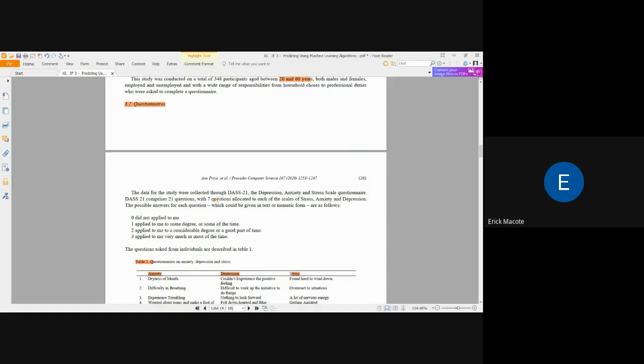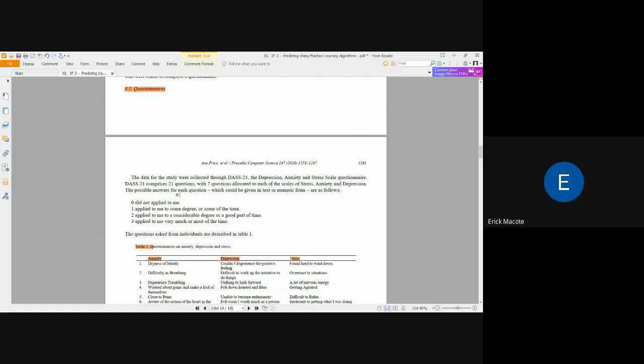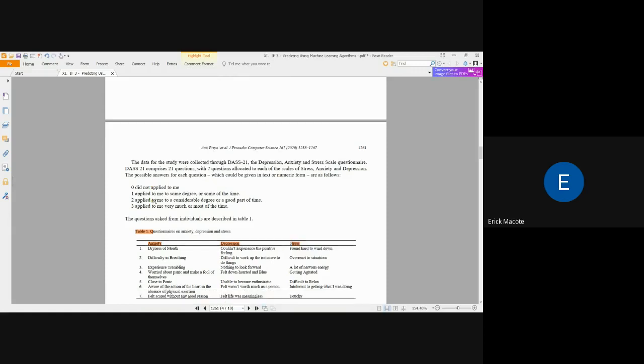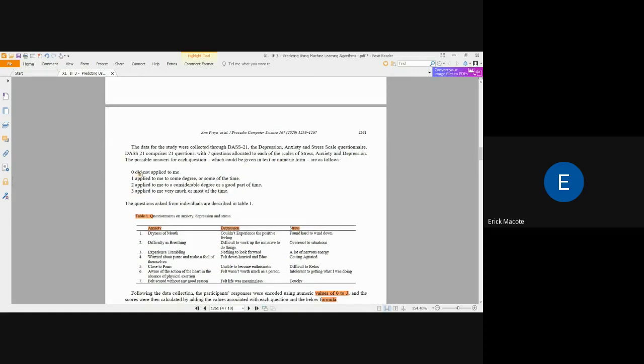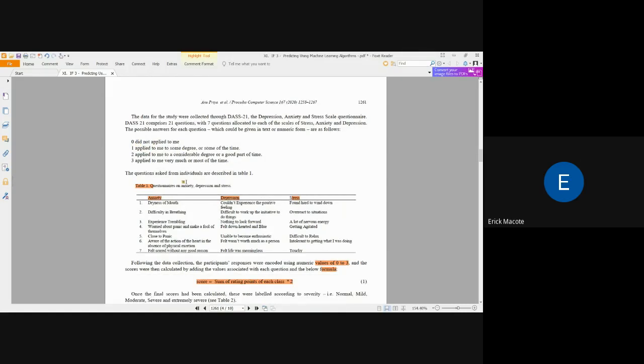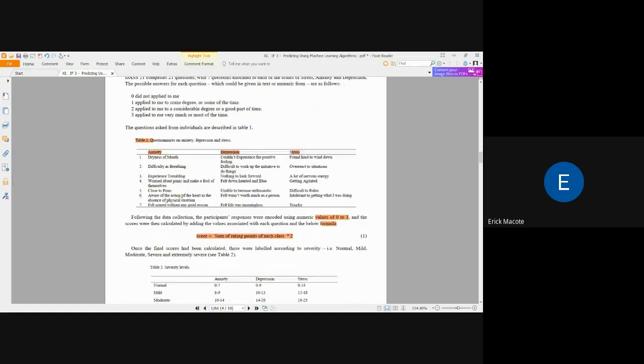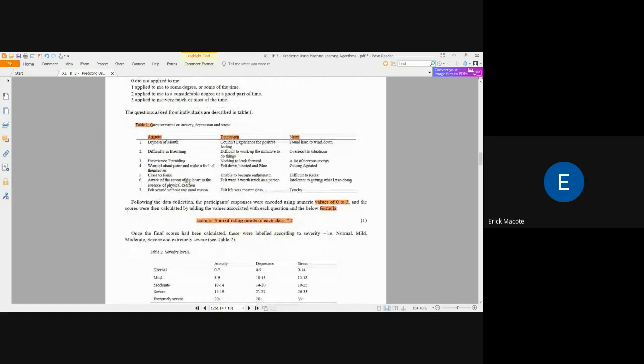21 questions, with 7 questions allocated to each of the scales of stress, anxiety, and depression, and the possible answers could be given in text or numerical form as follows: 0, 1, 2, 3. For example, 0 didn't apply to me, 1 applied to me to some degree. So table 1 provides information about the questions asked of individuals regarding anxiety, depression, and stress.